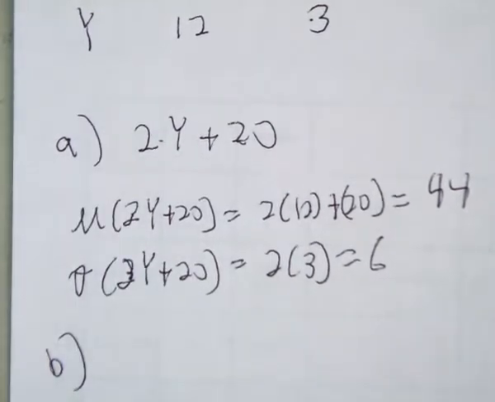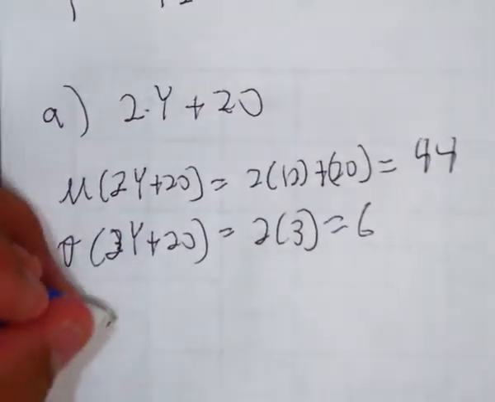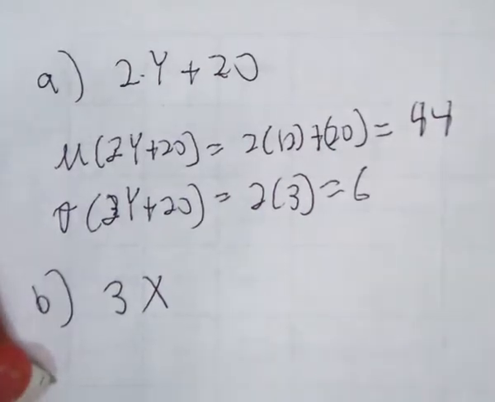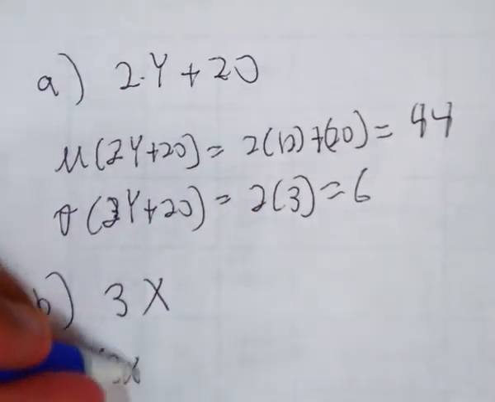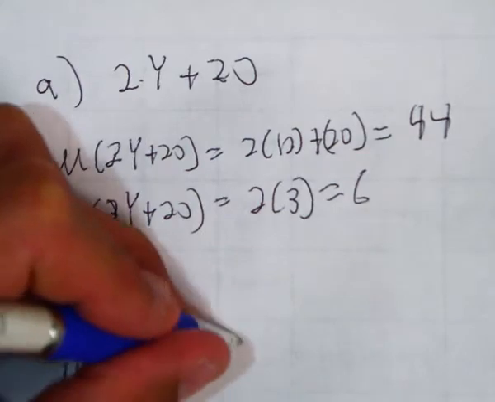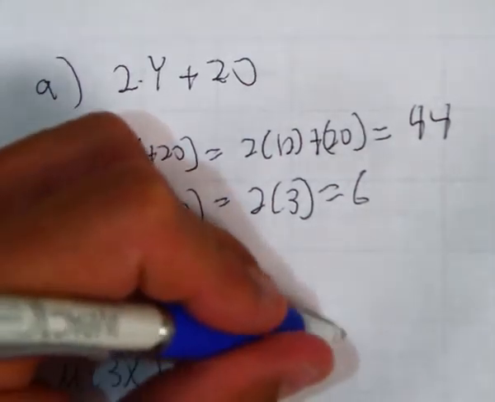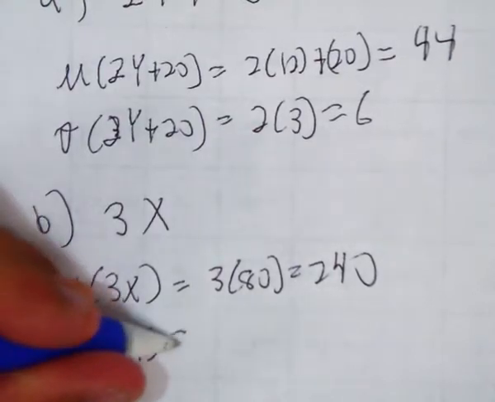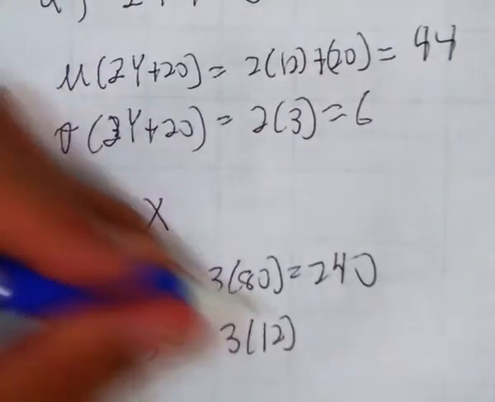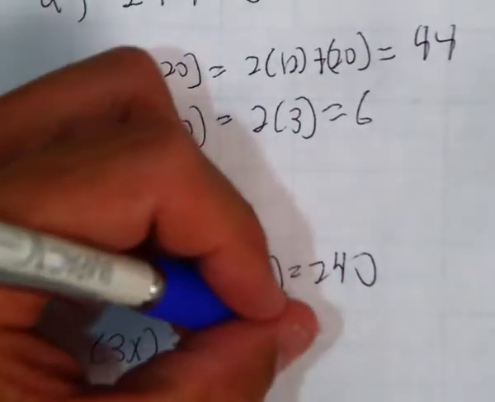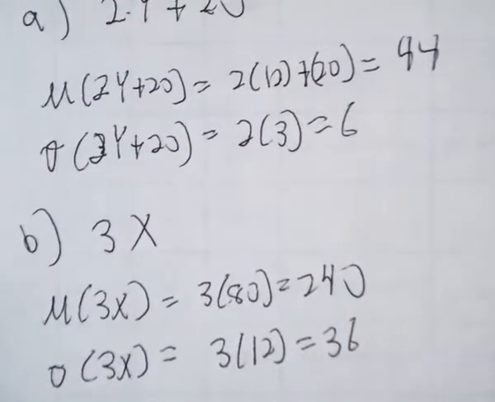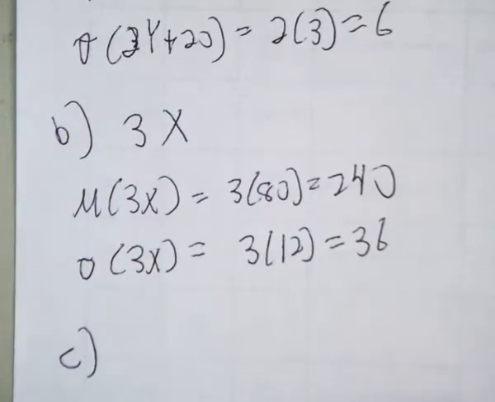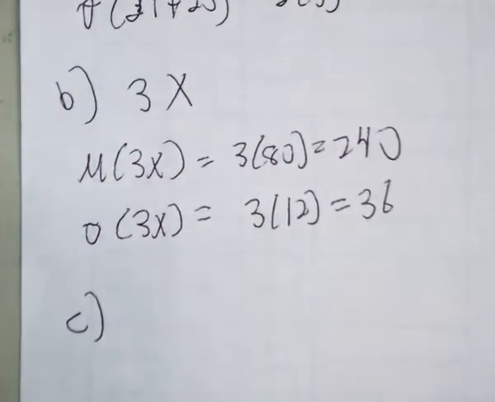Question B, 3x. Okay, so that's 3 times x. So that's going to affect both. Okay, so the new mean for 3x will be 3 times 80, which is 240. The new standard deviation for 3x will be 3 times 12, which is 36.